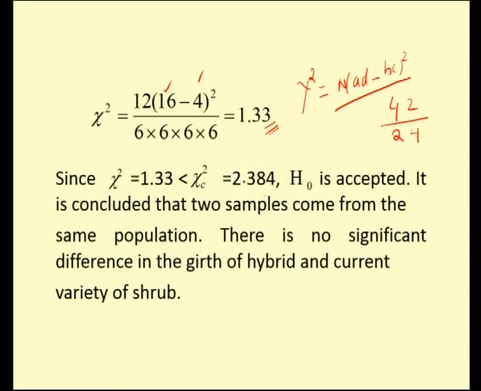When you look into the chi-squared with n minus 1 into m minus 1 degrees of freedom, where n is the number of columns and m is the number of rows, here 2 rows and 2 columns give you 1 degree of freedom. So, chi-squared with 1 degree of freedom at 5% level is 2.384. H naught is accepted. Therefore, we conclude that the 2 samples come from the same population. That is, there is no significant difference in the girth of the hybrid and current variety of shrub.